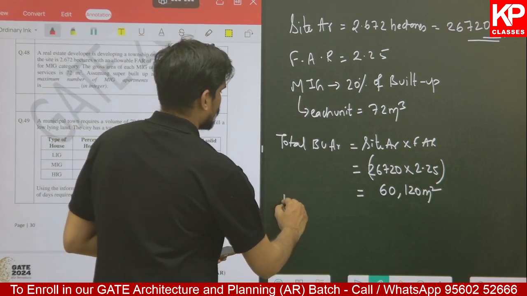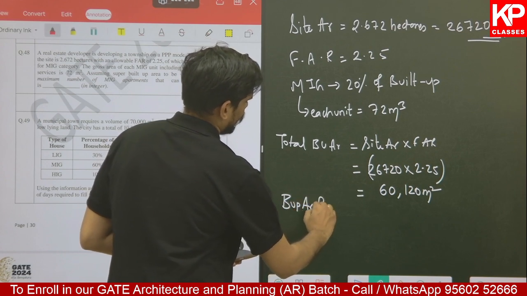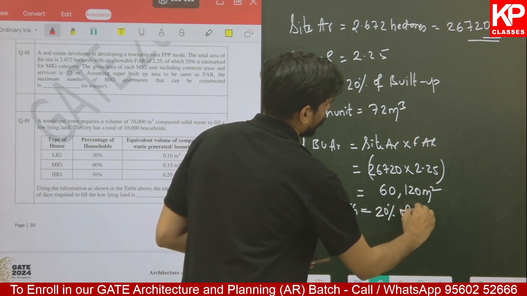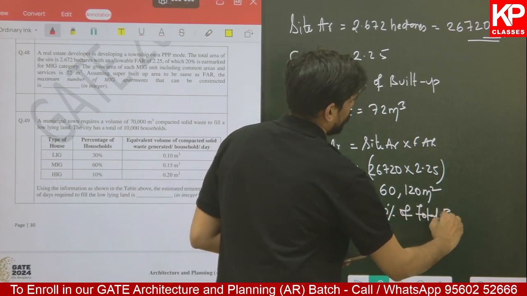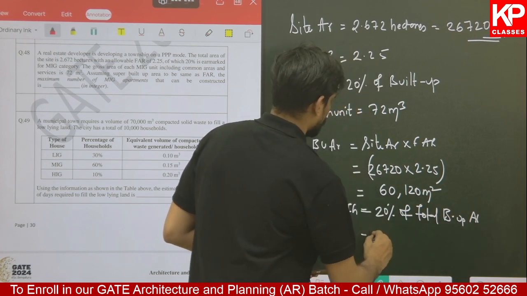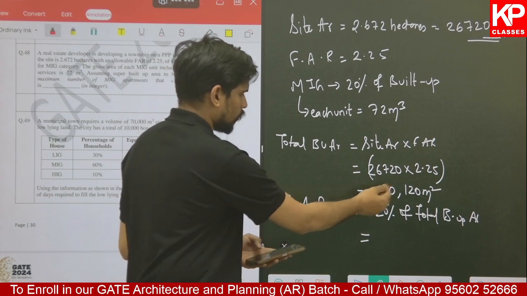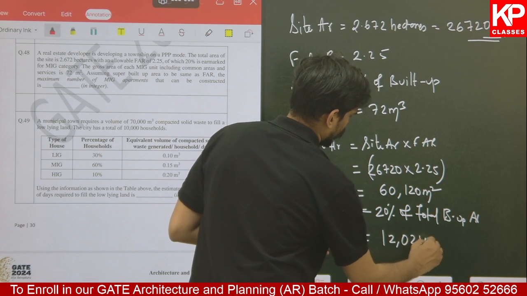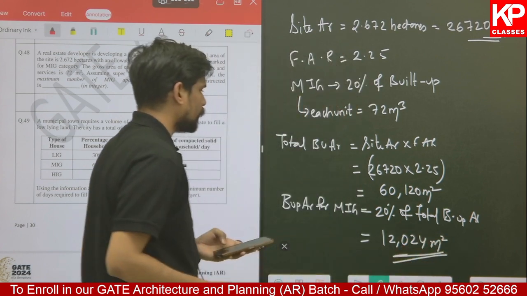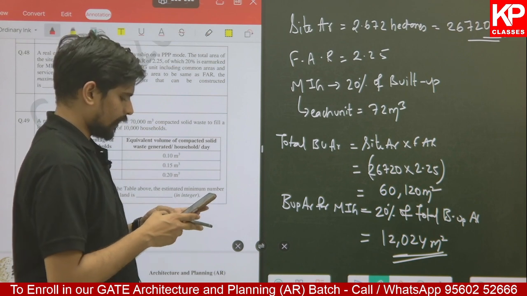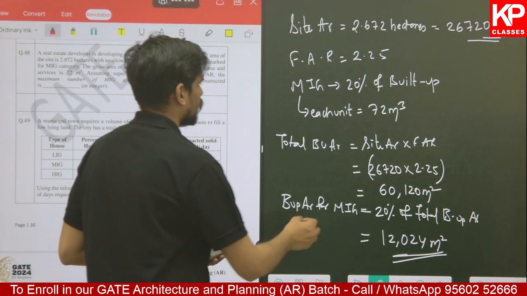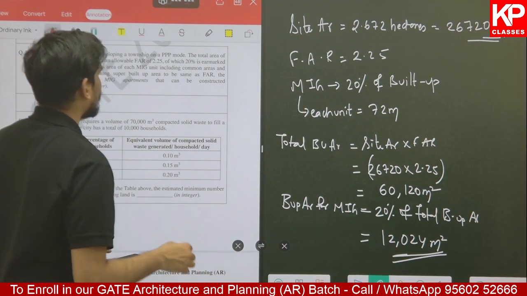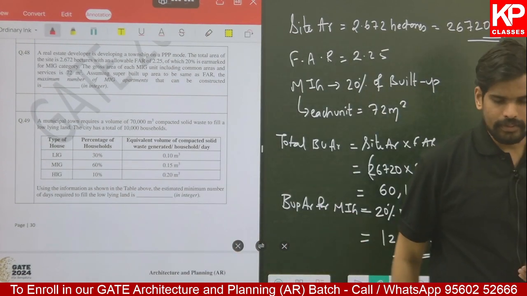Of this, what is the built up area for middle income group? It is 20% of total built up area. So what is 20% of built up area? This 60,120 into 0.2 is coming out to be 12,024 square meter. That's the built up area for MIG, and each unit they are saying is 72 square meter. This is not cubic meter, this is square meter, right? 72 square meter is the area of each unit.